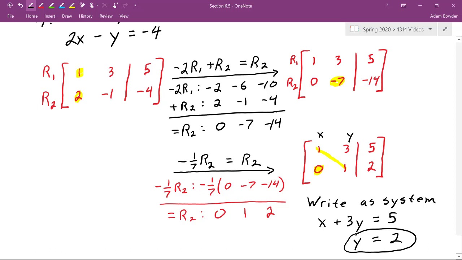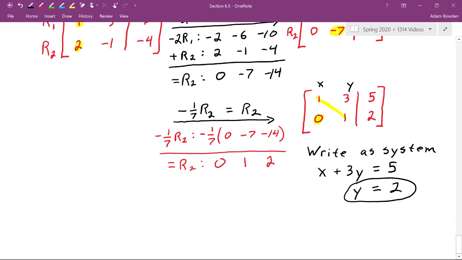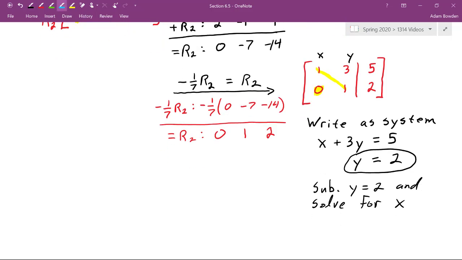So by doing that, now we have solved for the y variable. And what we can do is substitute y equals 2 and solve for x. So if I do that, I would substitute that into the first equation. So it would go x plus 3 times 2 equals 5.